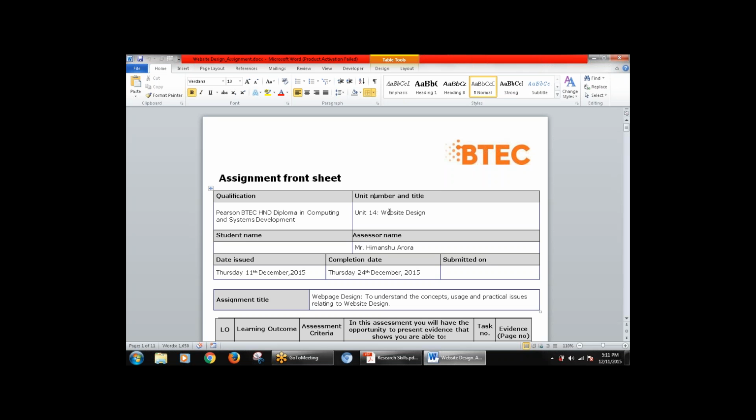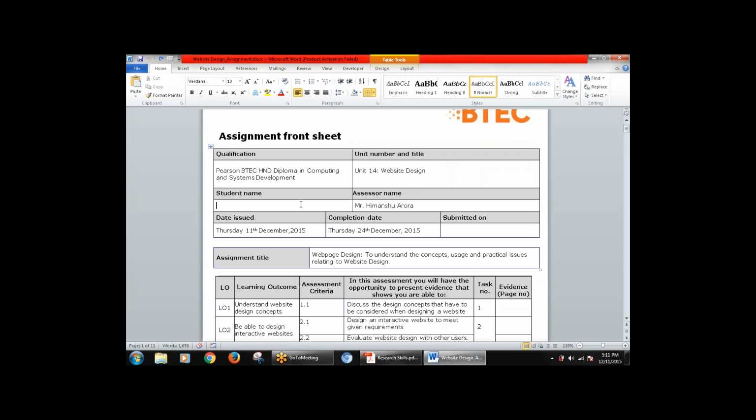And this is the unit number and the title: unit number 14, website design, right? So this is the front sheet, the main sheet that is available with this one. Then in this you have to write your name, the student name. So when you submit the assignment, please listen carefully. You have to submit your assignment along with the front sheet, with the student's name.